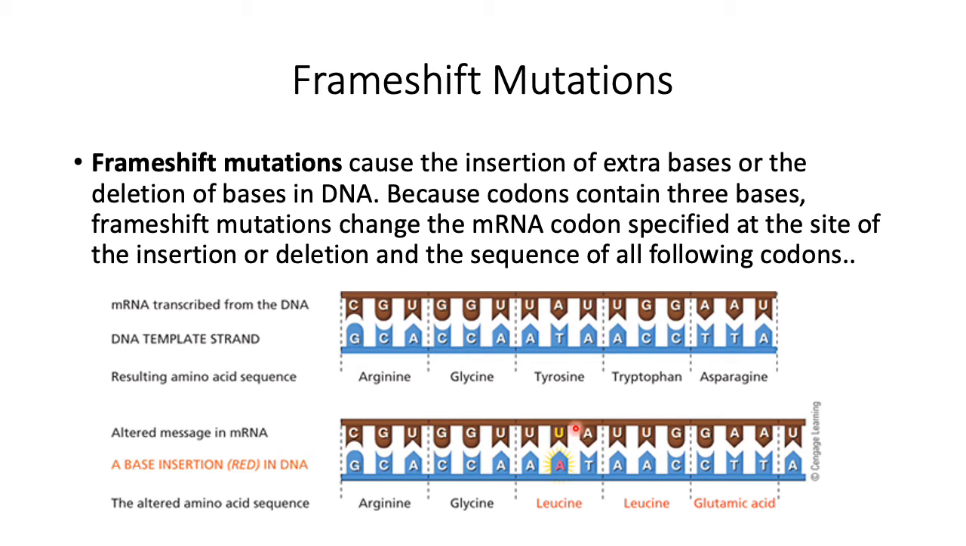If that extra nucleotide was not added, you would have tyrosine, tryptophan, and asparagine. But since this extra nucleotide was added and it shifted the codons, now we go from here to here to here. Now you end up with different amino acids. So you have leucine, leucine, glutamic acid, and so on. That can completely change the type of protein that results from this, and so that's very damaging to the protein.